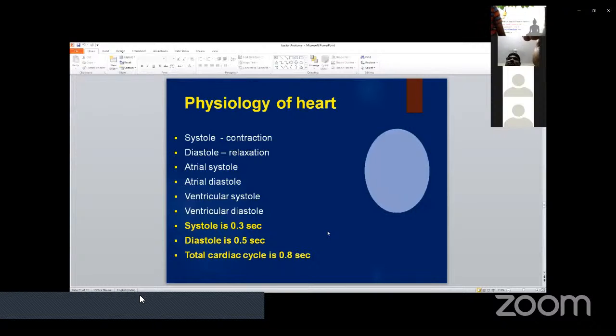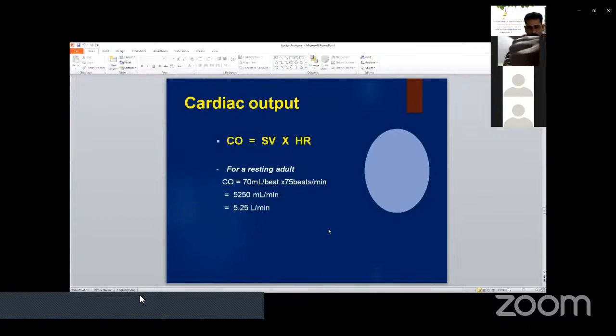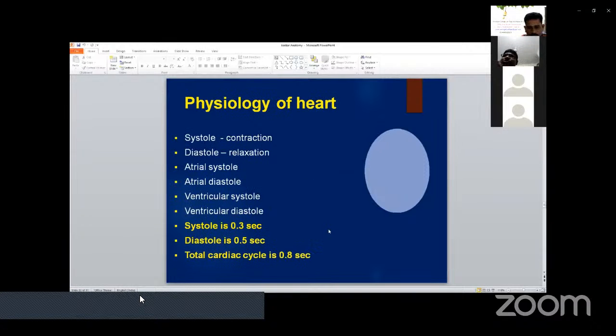Next, atrial systole. Atrial systole means the decrease in the size of the atrium chambers. Atrial diastole means the relaxation of the atrial chambers. Next one is ventricular systole. Ventricular systole happens in both chambers, left as well as right. And ventricular diastole also happens in both the left ventricle and right ventricle.